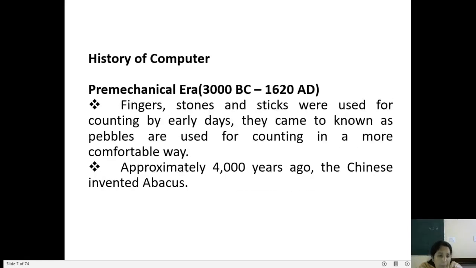When you come to the pre-mechanical era, in the olden days, or even now, if you want to do any mathematics or calculation, and if you want to teach your friends, or if you want to do a simple addition or subtraction problem when you are in childhood, when you are learning addition or subtraction, generally we don't use a calculator or any other devices.